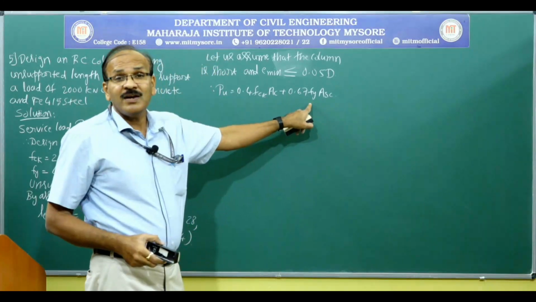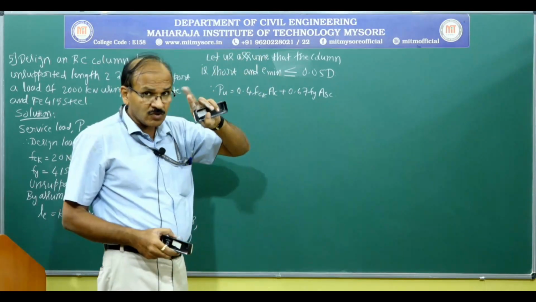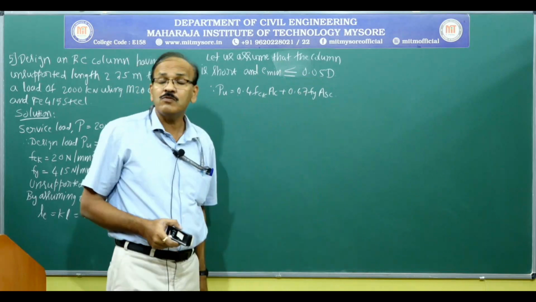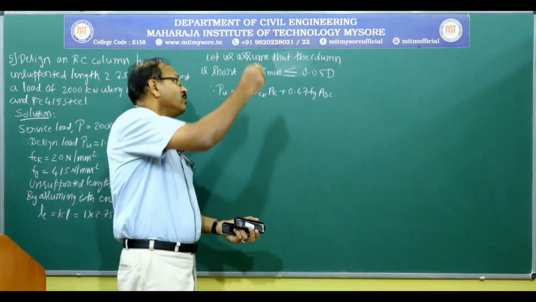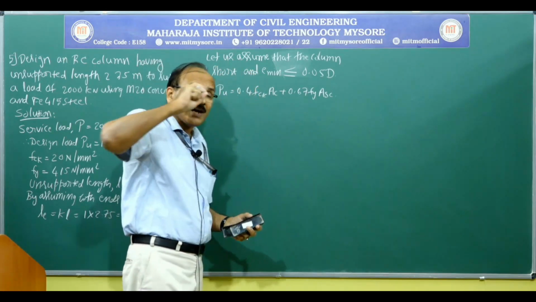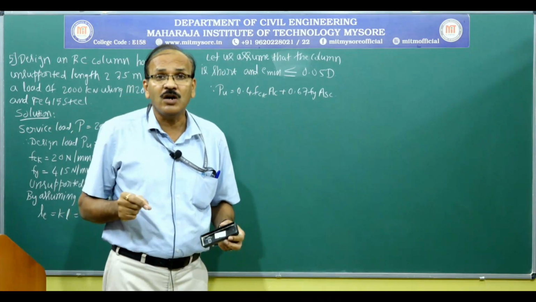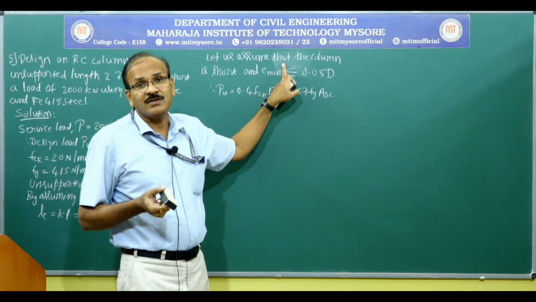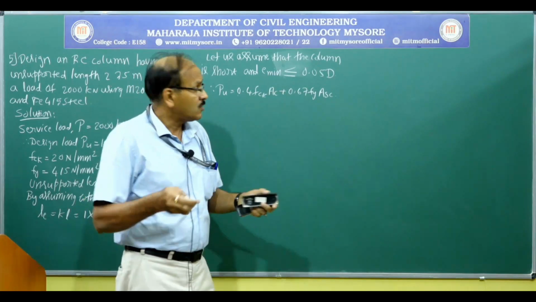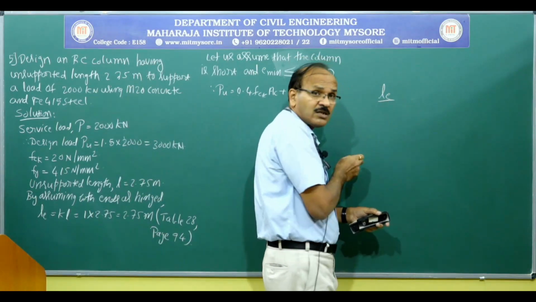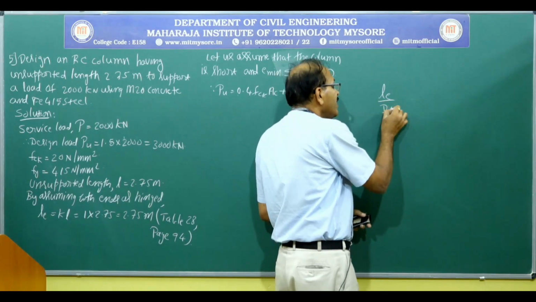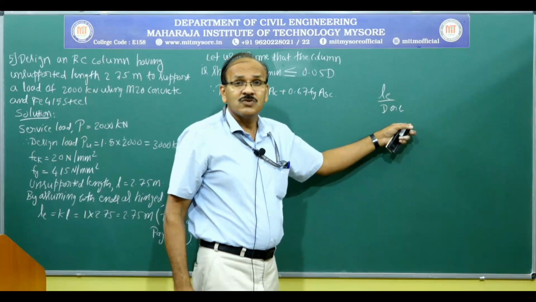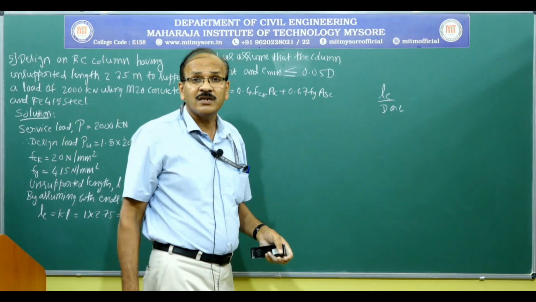To use this formula, we have to satisfy two conditions. One is the column should be short and the other is e minimum should be less than or at most equal to 0.05 D. To make use of this formula, because I don't have the dimensions of the column, I cannot find out whether the column is long or short because I don't have the dimension. If you want to check whether the column is long or short, Le divided by D, I need. So I don't know that. So I cannot check whether the column is long or short.